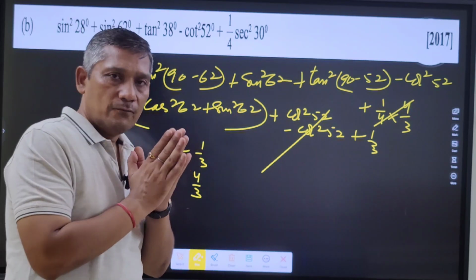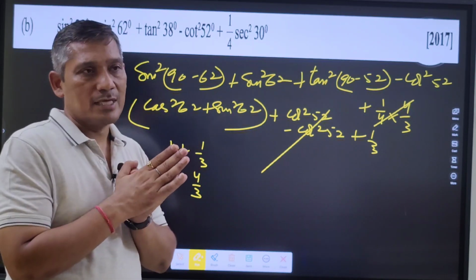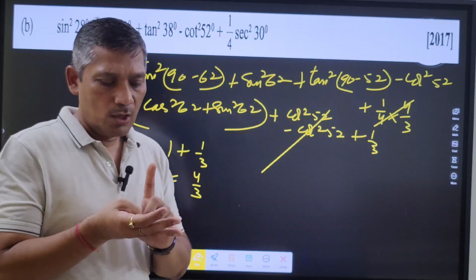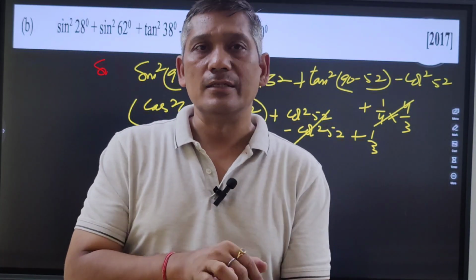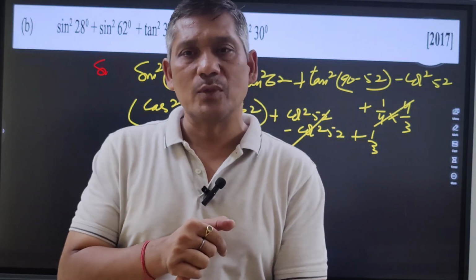You still have 5 to 6 months left for the board exam. September is almost over. October, November, December, January, February. The 5 months are left. These 5 months include a lot of festivals.